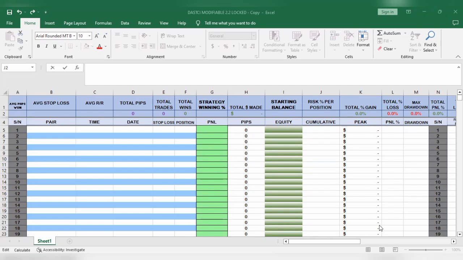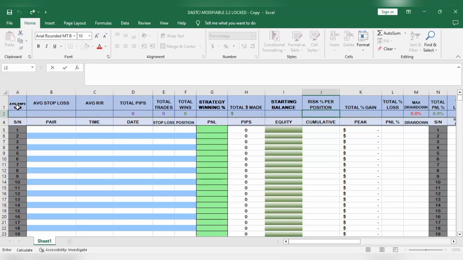Now, when you receive the DASTCI spreadsheet, more often than not, what you're going to get is the locked spreadsheet, which means that all these aspects here are locked. You can't actually click on them. Now, if you have the modifiable spreadsheet, you'll be able to click on this to be able to edit the formulas. The formulas will pop up here. We'll talk about that a little more later. But for now, I want to explain how to use this spreadsheet and what it stands for.